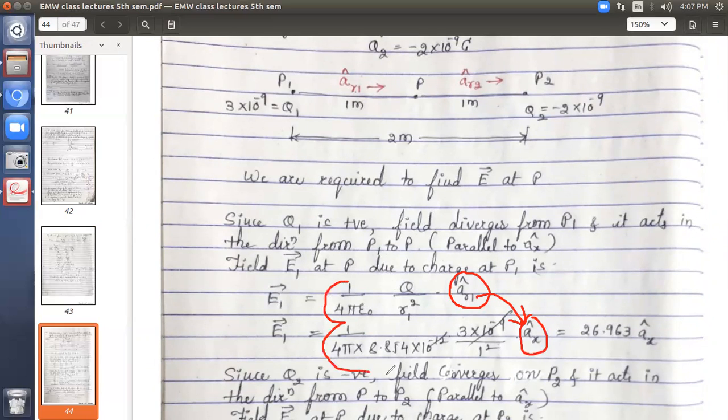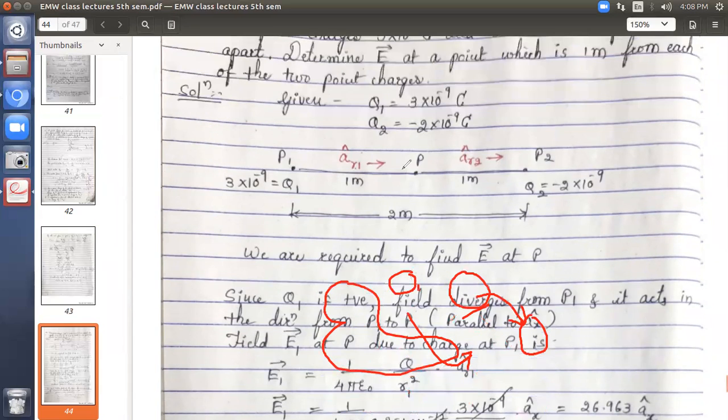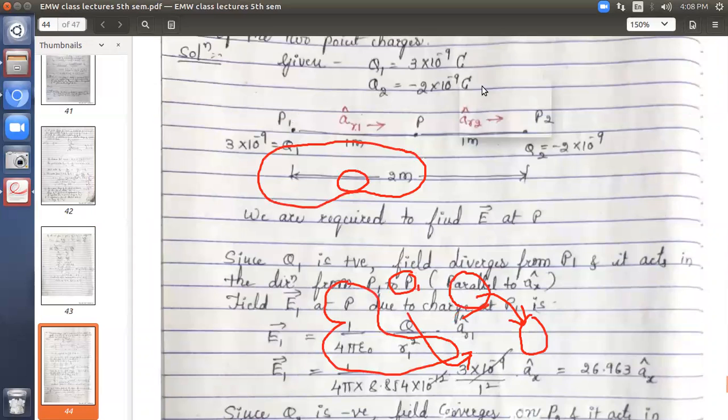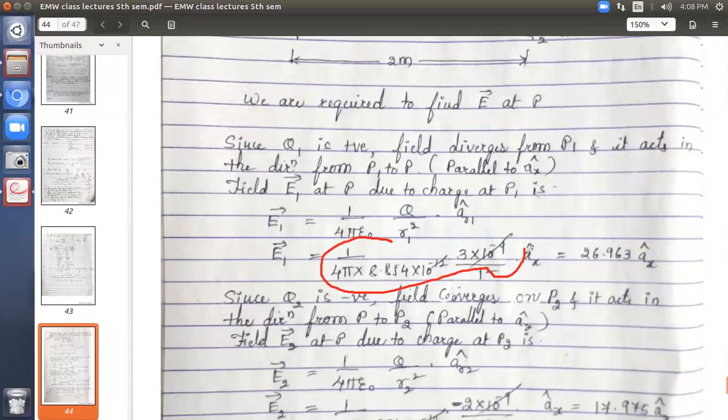Remaining is 1 by 4 pi epsilon naught. Write the values. Charge, sorry, Q1 is 3 nanocoulombs. And the distance between the point and Q1 is 1 meter, so 1 squared. Use your calculator: in the numerator 3 and the 10 to the power of 9 gets cancelled, and you will be left with 10 raised to minus 3. So 3 divided by 4 pi, 8.854 into 10 to the power of minus 3. If you calculate all, you will get 26.963 AX. Keep it as it is, AX.